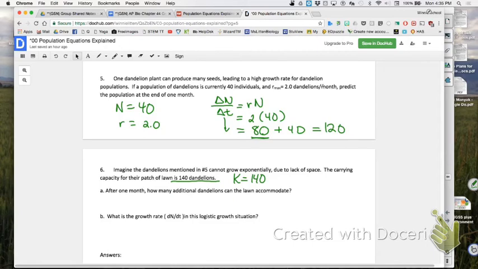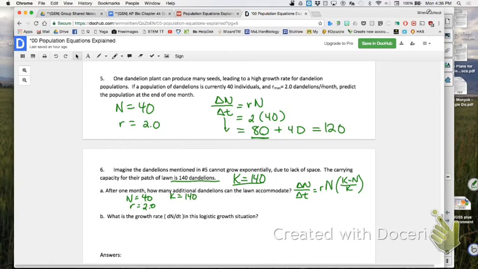So that's kind of a mix. I don't especially like the way that particular question is worded, but let's work through it. So let's redo the problem. So N was 40, R is still 2.0, but now we have a new number. We have K, and K is equal to 140. So now we're looking at a different equation. Now our change in the population over time is going to be R, our intrinsic rate of increase, times our current population, and then how close are we currently to our carrying capacity.